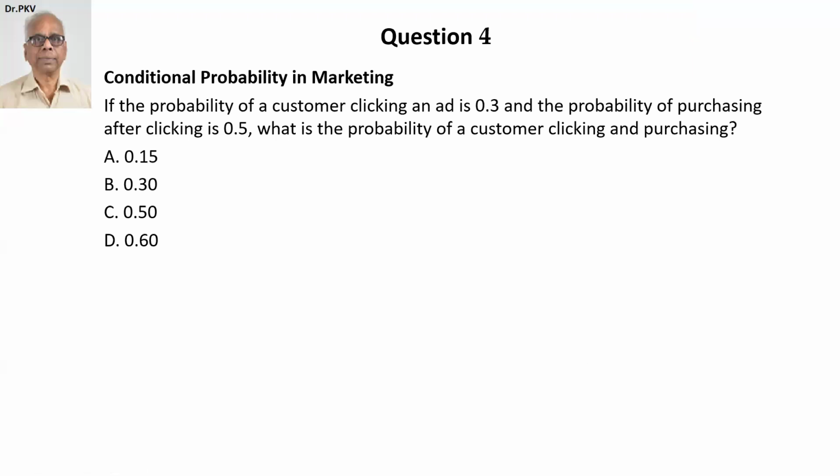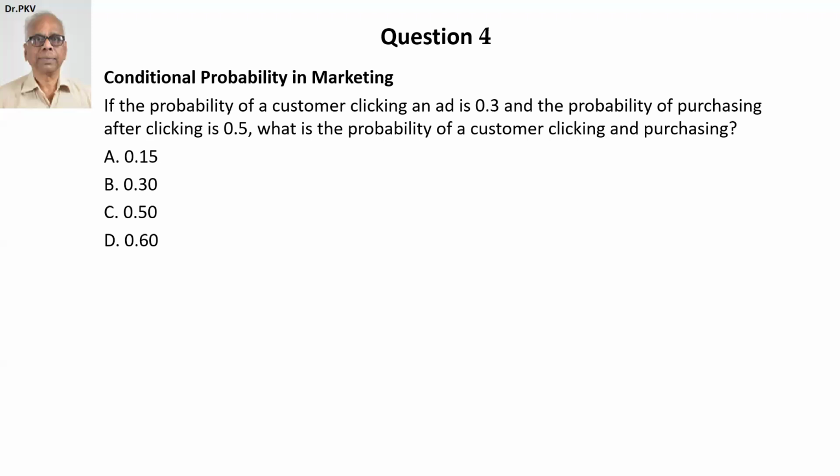Question 4. Conditional probability in marketing. If the probability of a customer clicking an ad is 0.3 and the probability of purchasing after clicking is 0.5, what is the probability of a customer clicking and purchasing? Pretty simple. Think about it and select your answer.